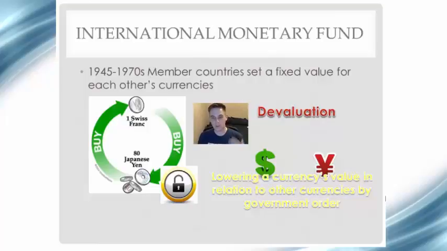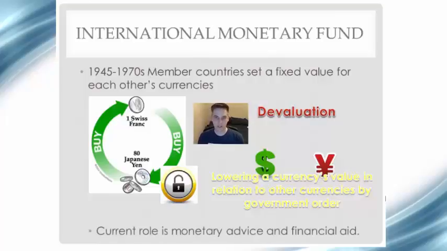But devaluation is when the government orders the lowering of the currency. But they no longer do that anymore. Now that doesn't happen anymore for currencies. Now they just offer monetary advice and financial aid and loans to countries.